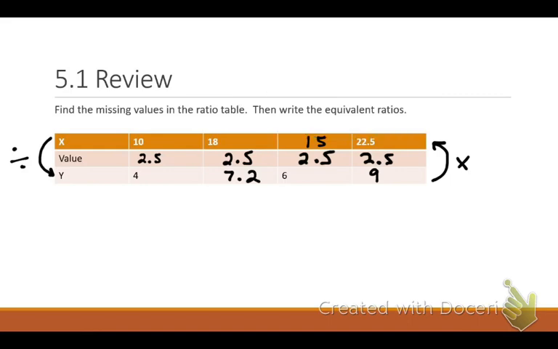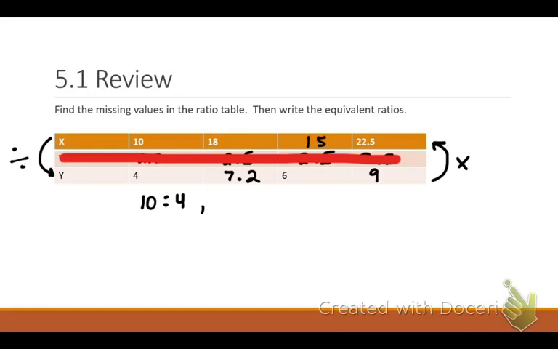If you remember with this, I no longer need this part in the middle. I don't need the missing link. I'm just comparing the first value, x, to the second value, y. What will I write for the first one? 10 to 4.